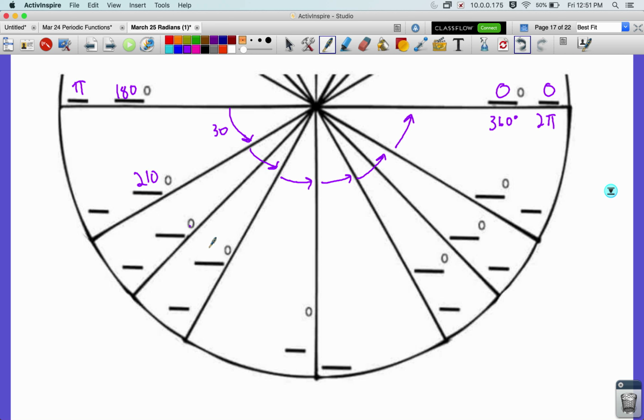This becomes 210. This one here is 240. Notice I skipped that one because that is halfway in between here. This is 270 degrees, 300 degrees. Skip this middle wedge. Get 330, and then 360 degrees.